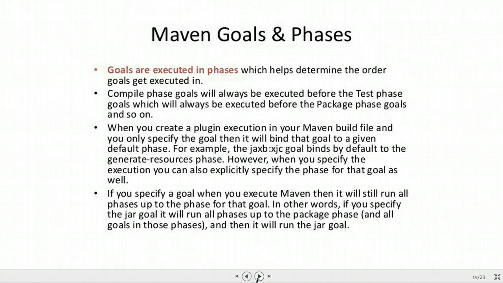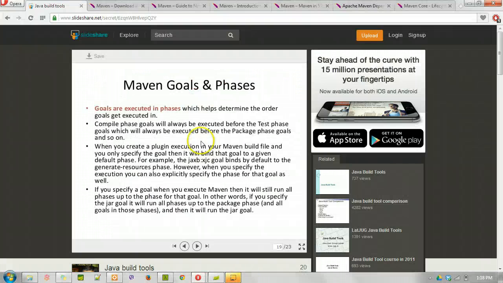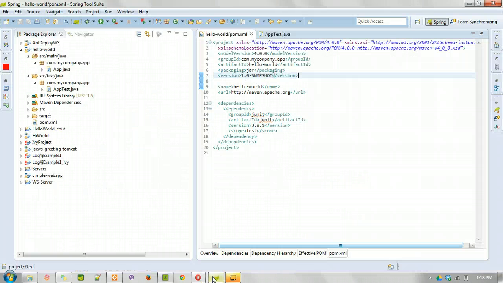And there is also a concept of goals. Okay, so goals are things that are available in a Maven plugin. So I think we need to go back here to understand that. First, before we do that, let's go over this simple Maven file. Okay, so this is a Maven project, hello world.